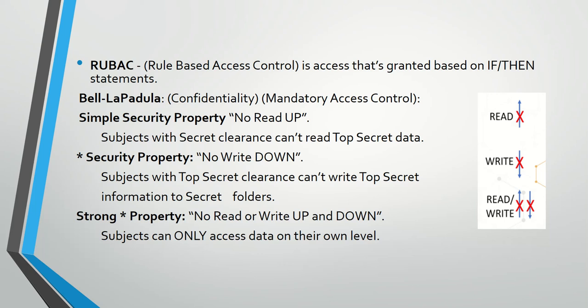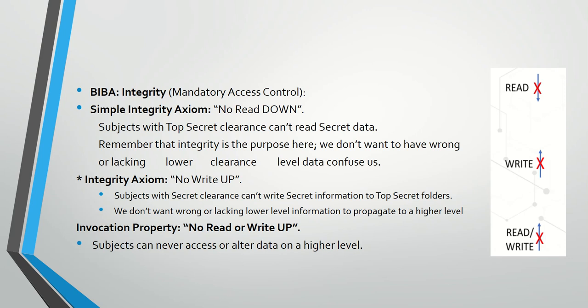And the last property is the strong star property, no read or write up and down. Subjects can only access data on their own level. So based on your classification, you can access only your level of data. After Bell-LaPadula, we have Biba. Biba is used for maintaining the integrity of the object, and it is also a mandatory access control. It also has three properties, just like Bell-LaPadula.